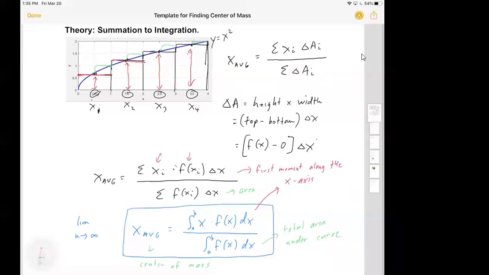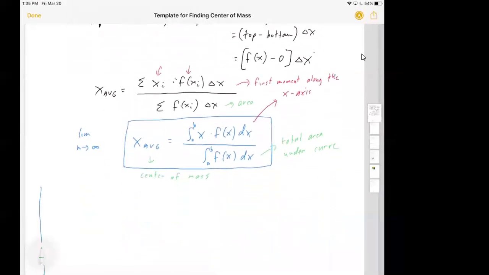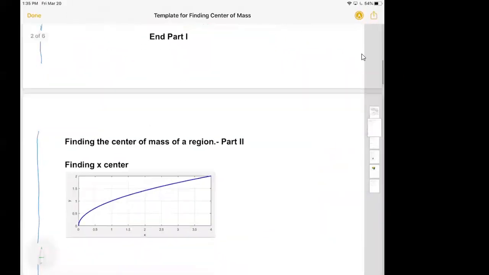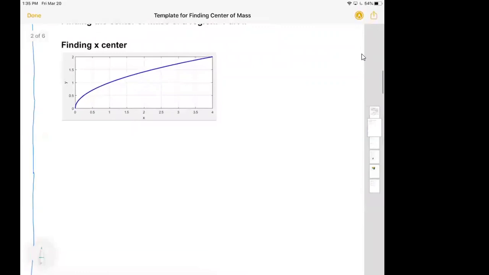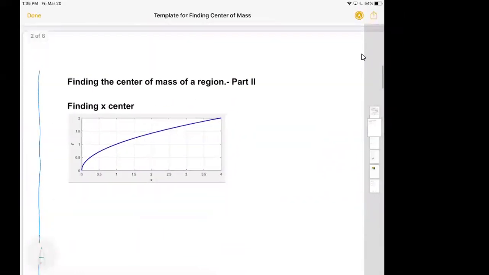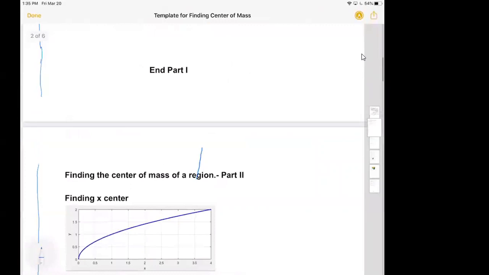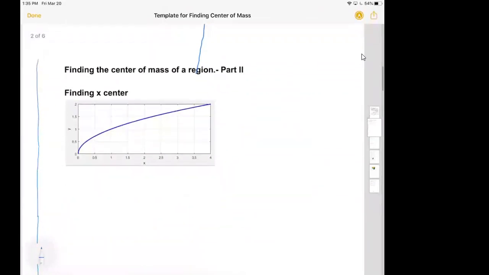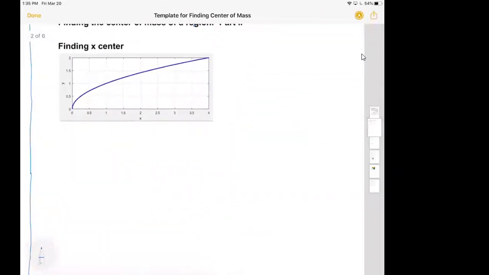Okay, so moving along, let's apply this to a calculation for this region. So here we have the region that we had before, and let me pull up a blue pen here. So we know that the function is y equals the square root of x.